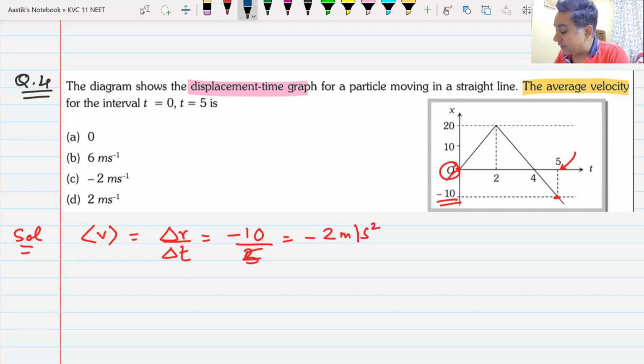Or you can also do it in this way. You can find the slope of this line, theta. Even if you find the slope of this line, it will be 10 divided by 5. It is negative because as time is going up, position is coming down. So it will be a graph of negative slope, and you have the answer of velocity as negative.